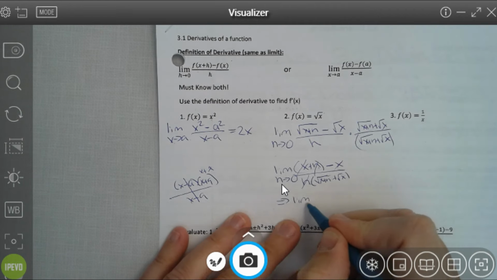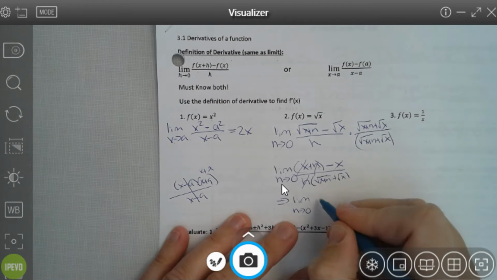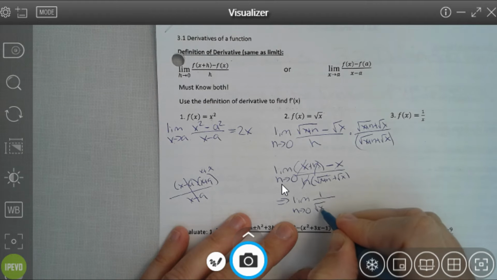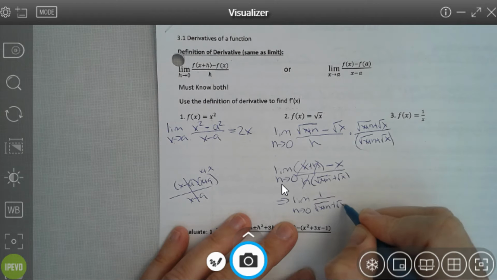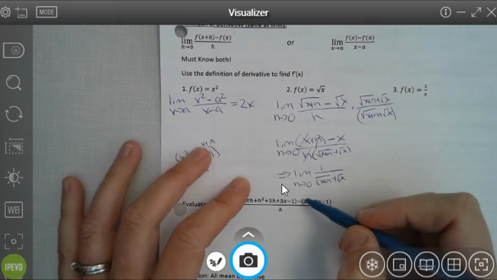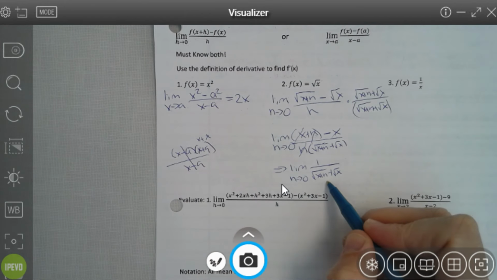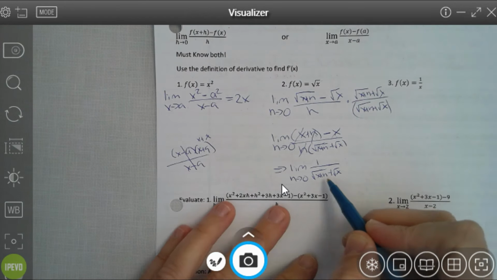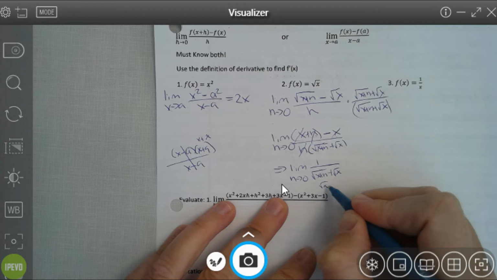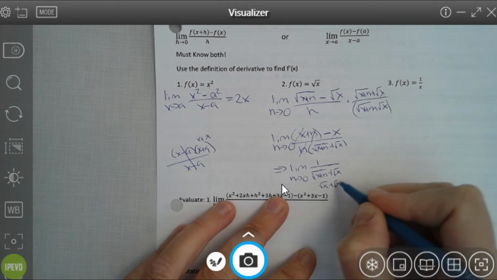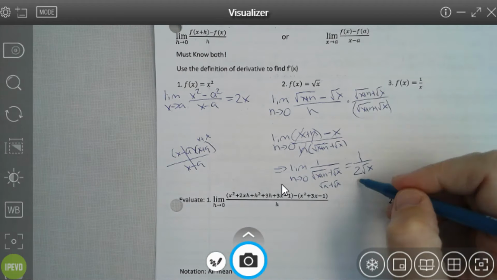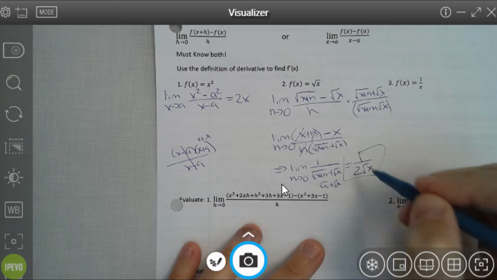So then we're left with the limit as h approaches 0 of 1 over square root of x plus h plus square root of x. So remember, at this point, now that we got rid of that h on the bottom, I can plug in 0 for h. So what this says is the square root of x plus the square root of x. So square root of x plus the square root of x would equal 2 square root of x. So the derivative of square root of x would be 1 over 2 square root of x.